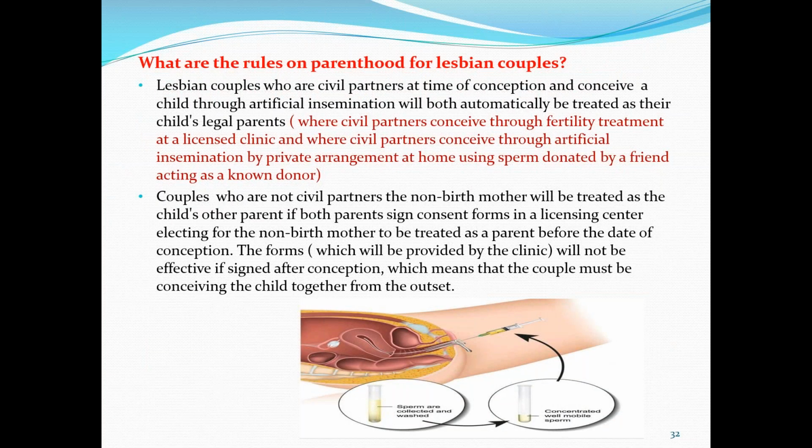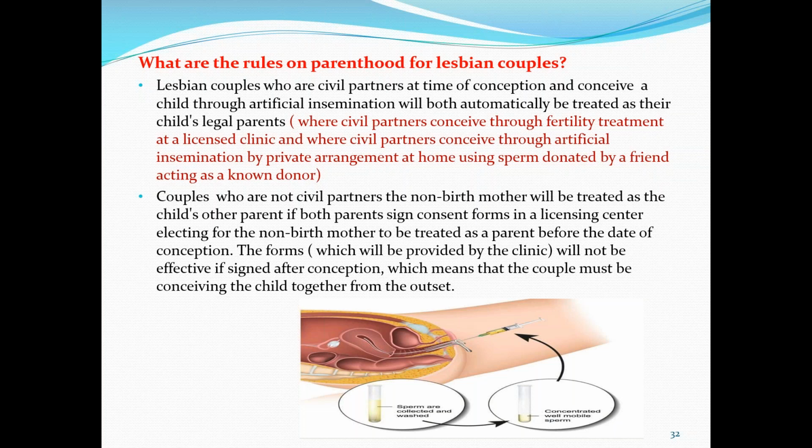What is the rule on parenthood for lesbian couples? So, lesbian couples who are civil partners at the time of conception will be automatically treated as legal parents. As long as they are civil partners, in a civil marriage, and at the time they conceive, both of them will be automatically treated as parents.